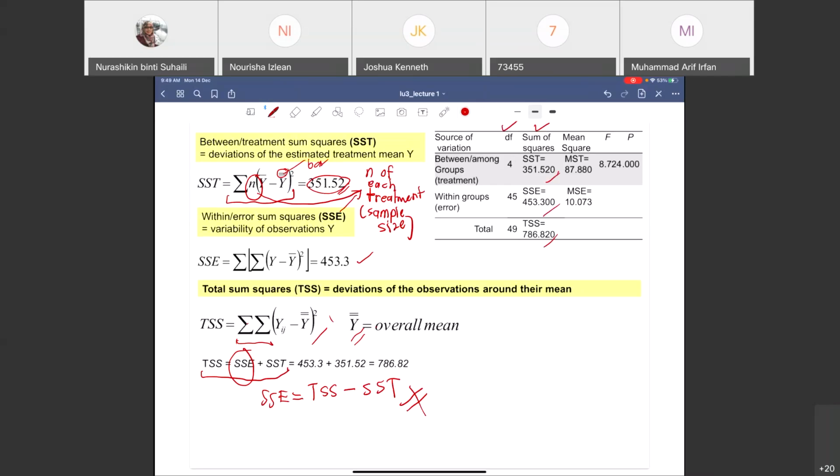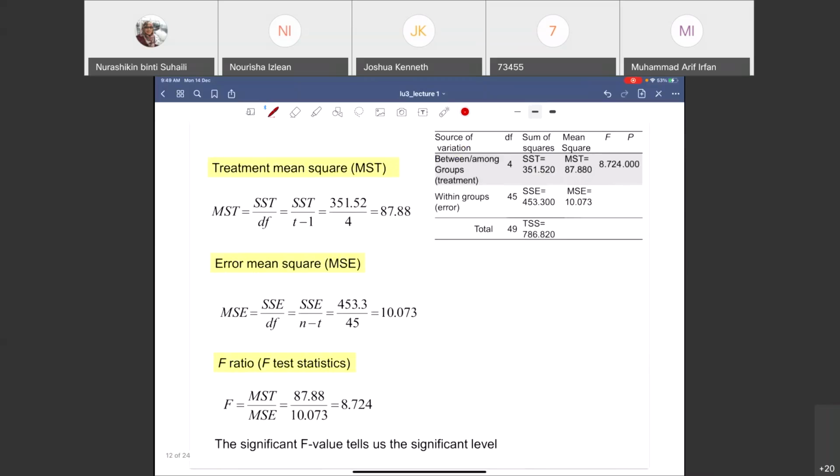So how to solve for the mean squares? MST is given by SST divided by the df of the treatment, which is 4. Let's say 351.52 divided by 4, you get 87.88. That's how you solve for MST. MSE is SSE divided by the df of the error, which is 45. In this case, 453.3 divided by 45, you get this value.